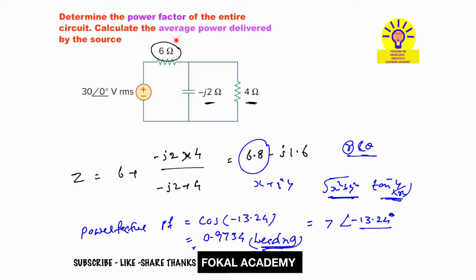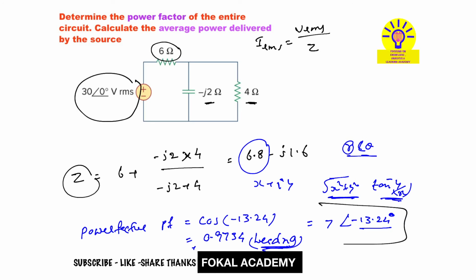Now how to find the average power? Before going to calculate average power, first of all calculate the RMS current value. So I RMS is equal to V RMS by Z. V RMS is given as 30 with angle 0 and Z we got 7 with angle minus 13.24. Now substitute here. Then we get 30 with angle 0 divided by 7 with angle minus 13.24, so that is 30 by 7.